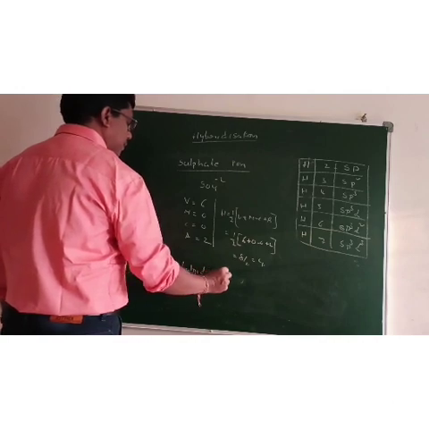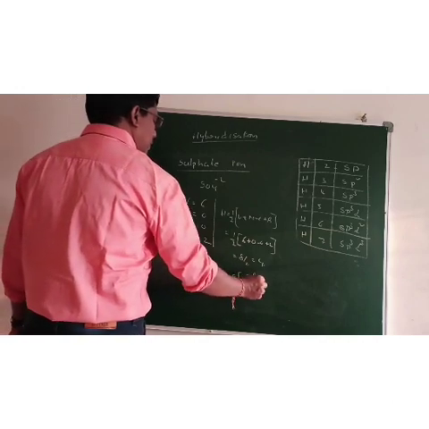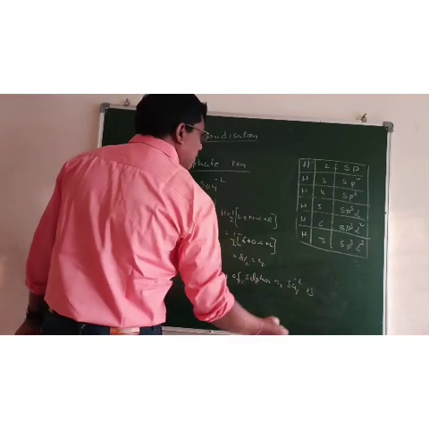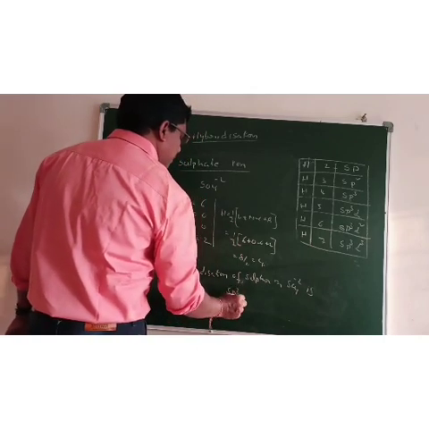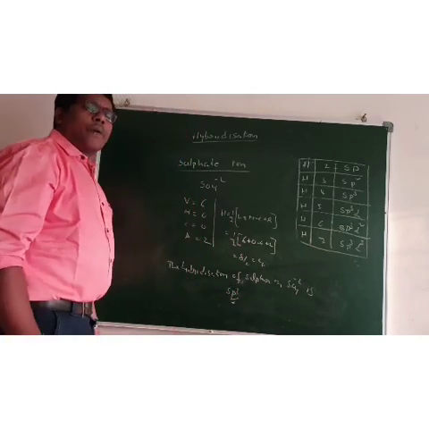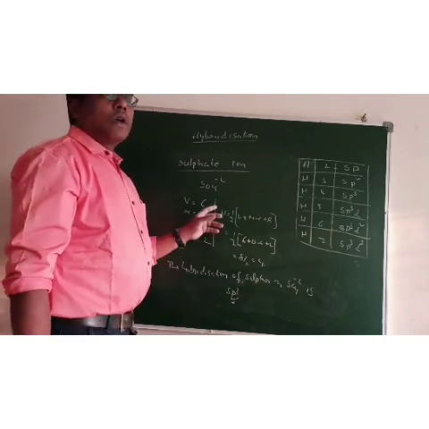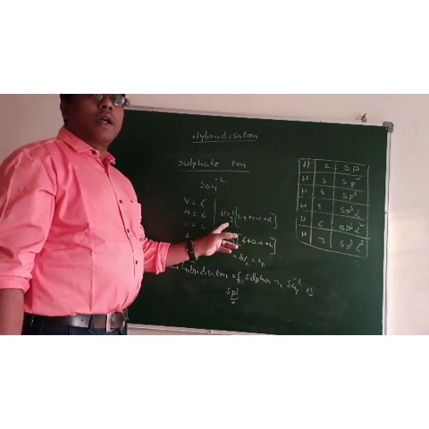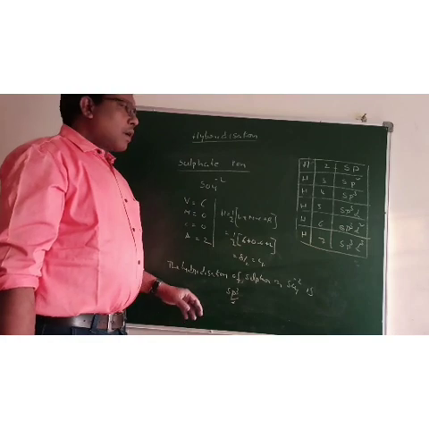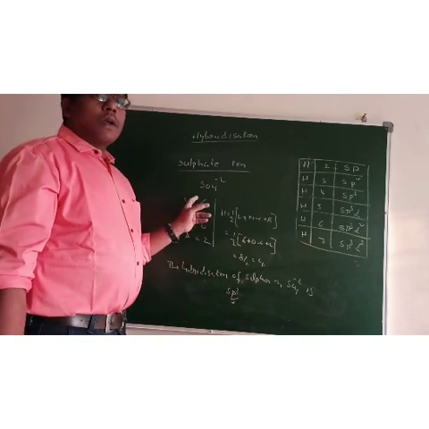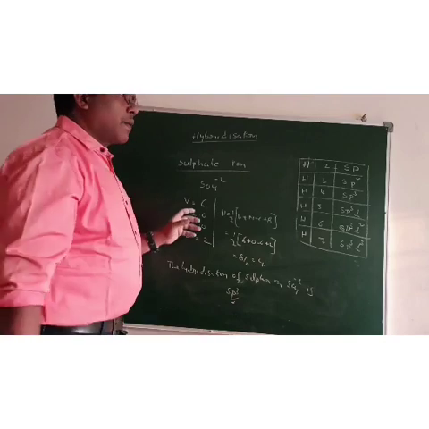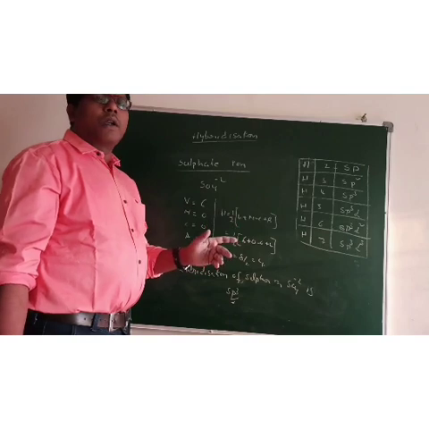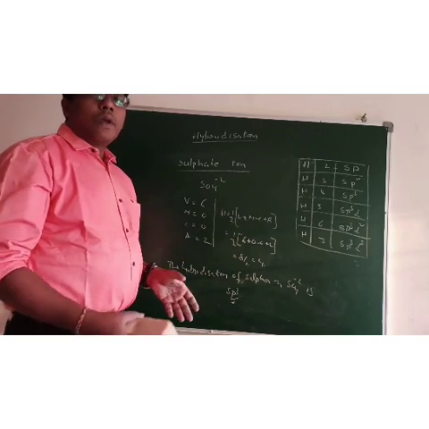The hybridization of sulfur in SO4 minus 2 is sp3. I hope everyone understands how to calculate the hybridization of central atoms in different species, that is neutral molecules, cations and anions. So next we will discuss another topic in the next video, how to calculate the sigma bonds and pi bonds in different compounds. Okay, thank you everyone.